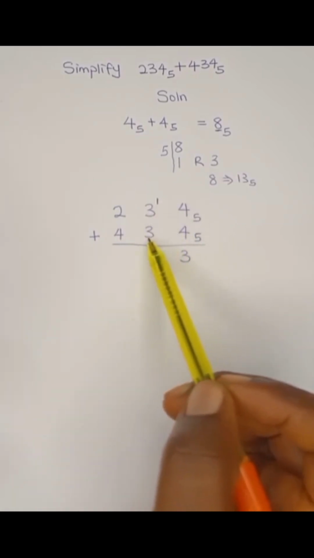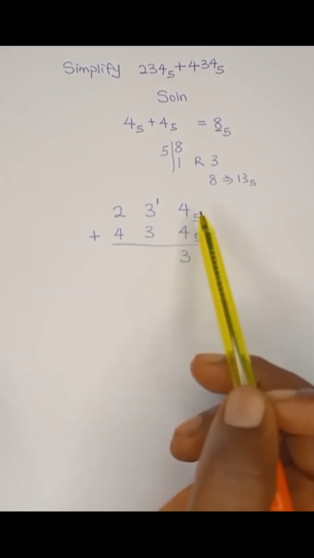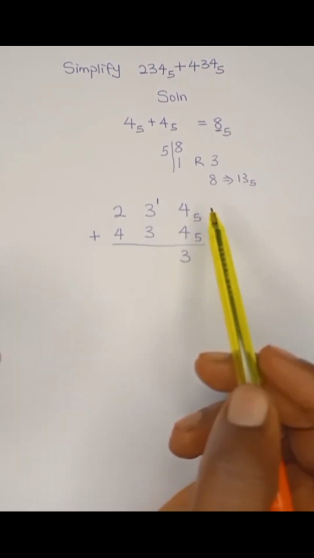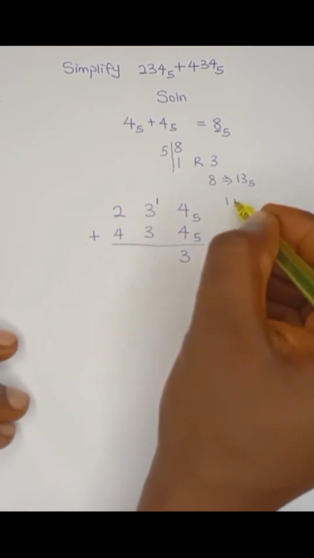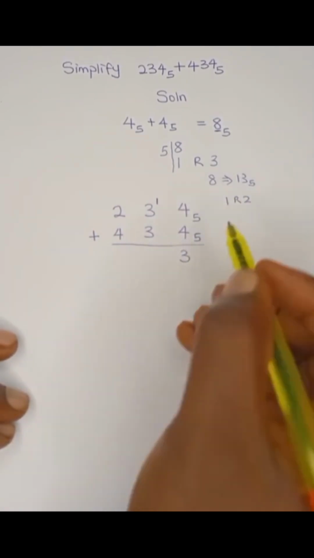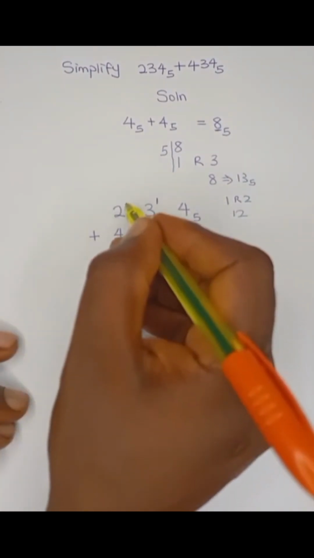4 plus 3 gives us 7. But 7 is bigger than 5. So we're going to convert 7 to its equivalent value in base 5. So when you have 7 divided by 5, you're going to have 1 remainder 2, correct? So that means the value is 12. So we're going to put down 2 and take 1 this way.